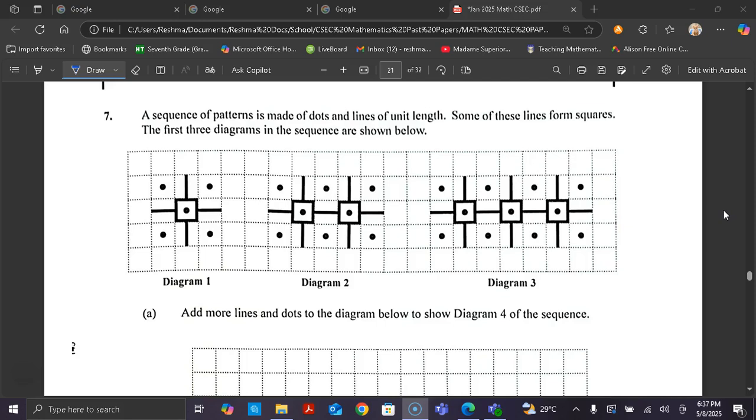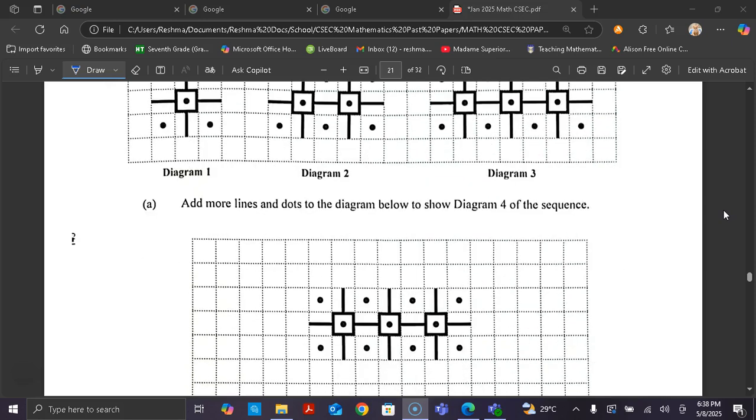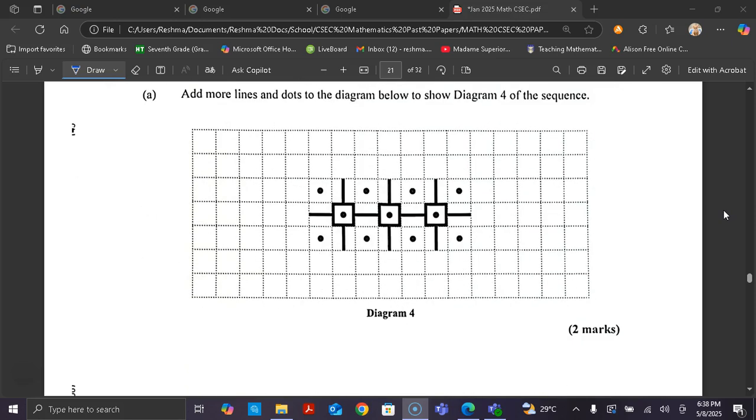A sequence of patterns is made of dots and lines of unit length. Some of these lines form squares. The first 3 diagrams in the sequence are shown below. So part A: add more lines and dots to the diagram below to show diagram 4 of the sequence. Okay, and this is worth 2 marks.